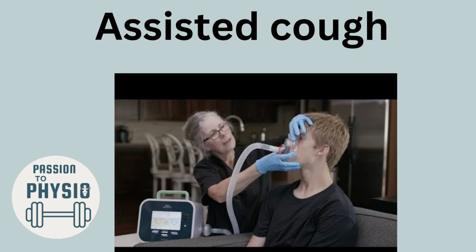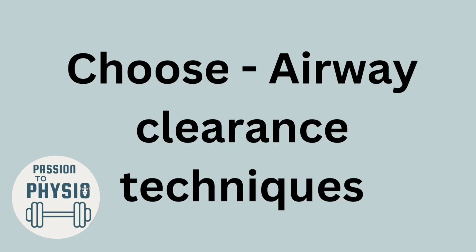Now, choosing the most appropriate airway clearance technique. The best choice for airway clearance varies based on the individual patient's circumstances. For instance, if the child has a floppy or reactive airway, a form of PEP may aid in keeping the airway open during mobilization of mucus.